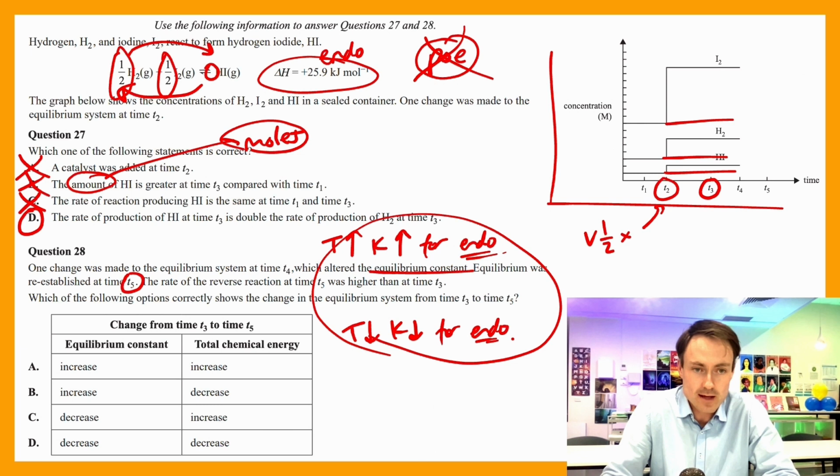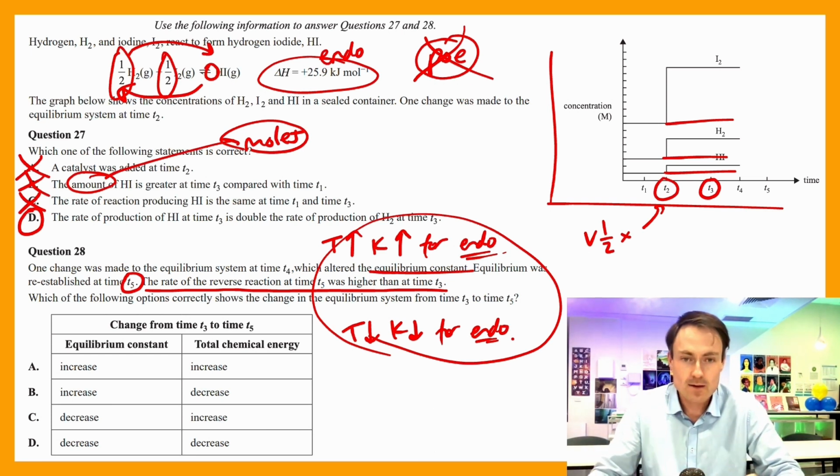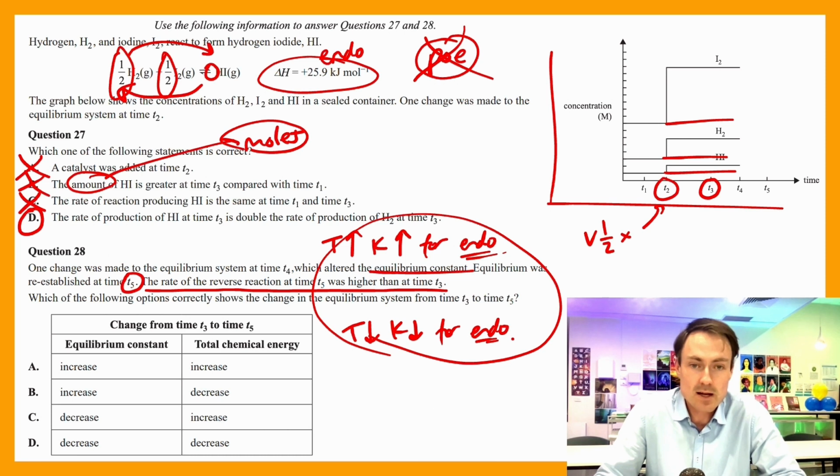Equilibrium was re-established at T5. The rate of the reverse reaction at time T5, a new equilibrium, was higher than at T3. So the only temperature change that increases rate is an increase in temperature. So it has to be an increase in temperature, and K would also have increased. So the equilibrium constant, therefore, has to have increased.